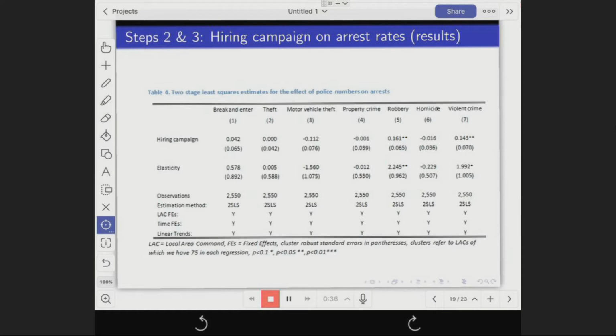And then also, because these estimates here are all insignificant, the elasticity estimates, that is, if you increase the size of the police force, how do arrest rates change, it looks like they don't change significantly.